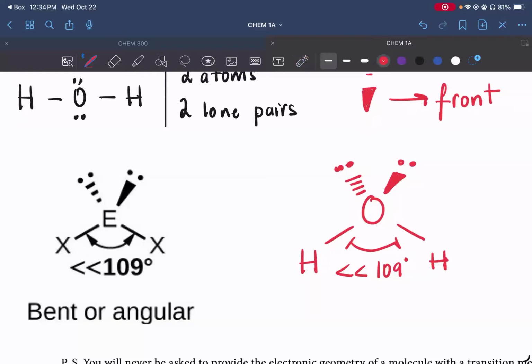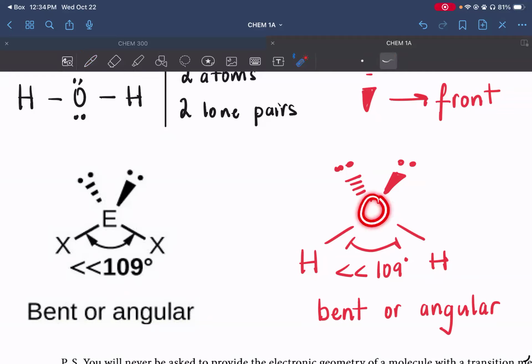The name of this geometry is known as bent, or sometimes referred to as angular. With this, we now see the three-dimensional geometry of the molecule. We can see that oxygen, which is our central atom, has two hydrogen atoms in the same plane, approximately 109 degrees apart, very, very less than 109 specifically. And it has two lone pairs, one in the front, one in the back.